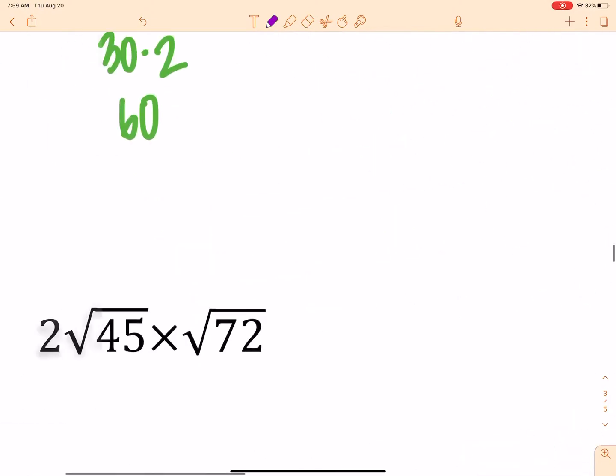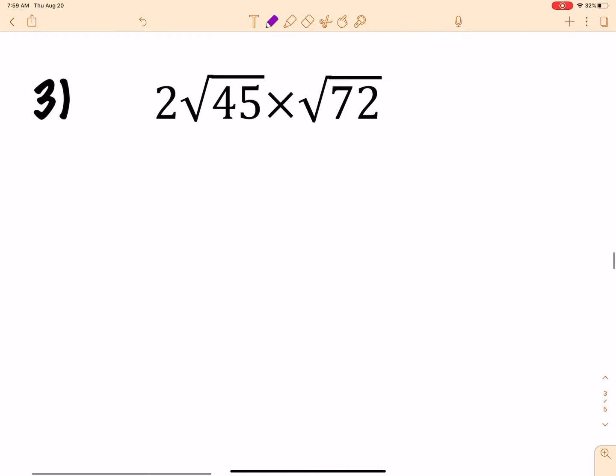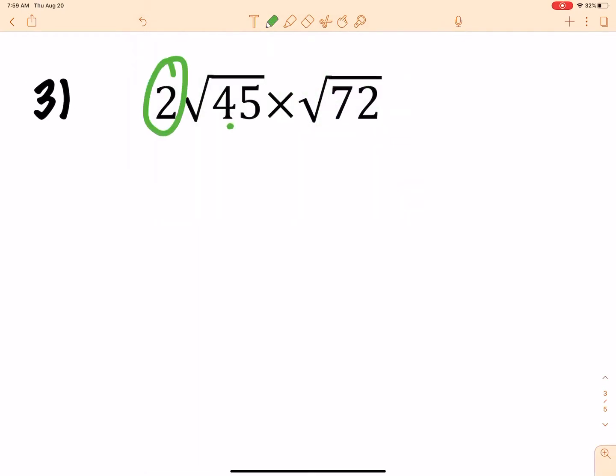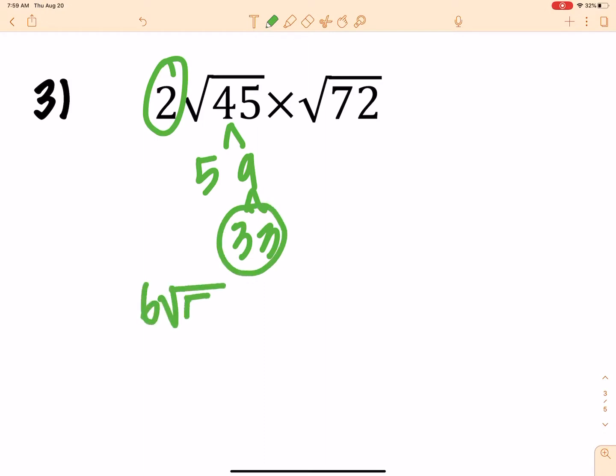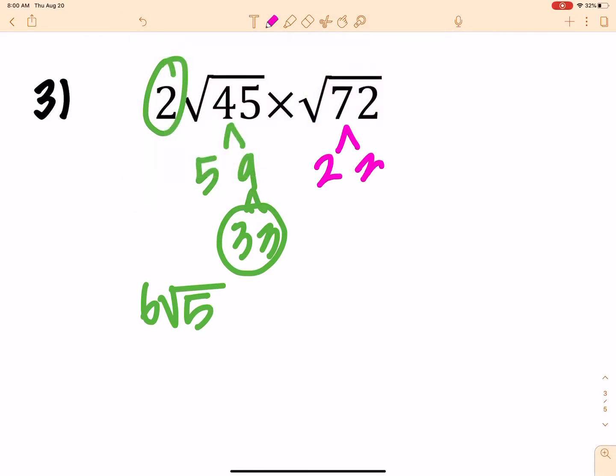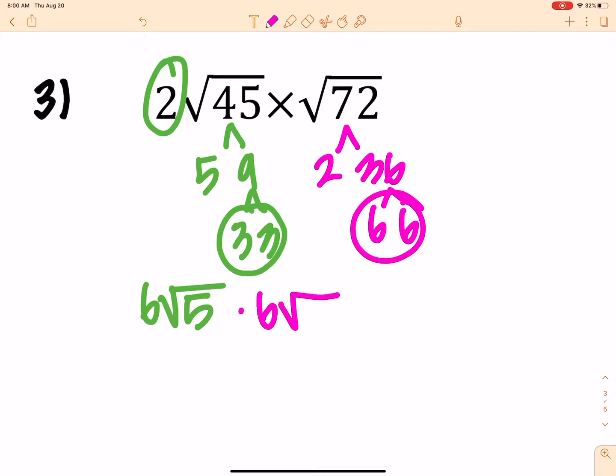All right, number 3, one more before I let you guys do one by yourself. Original 2, 45 is 5 and 9. So our outside number here is 6. With 72, we have 2 and 36. Again, I recognize that's 6 and 6, so I don't have to do a super long tree. You get the same answer, but I want to make my work as short as possible.